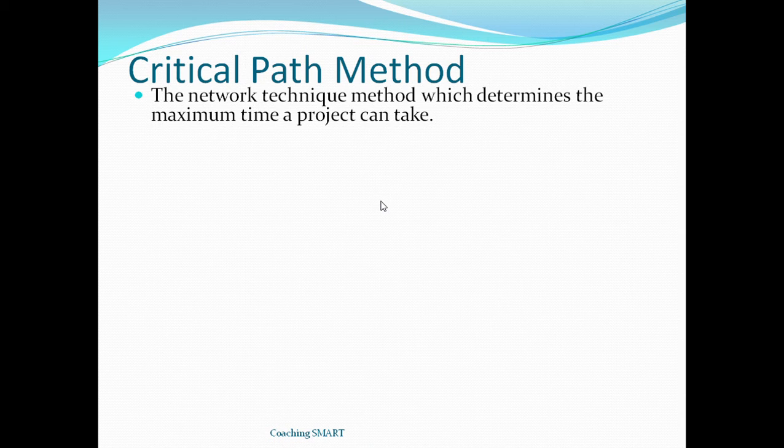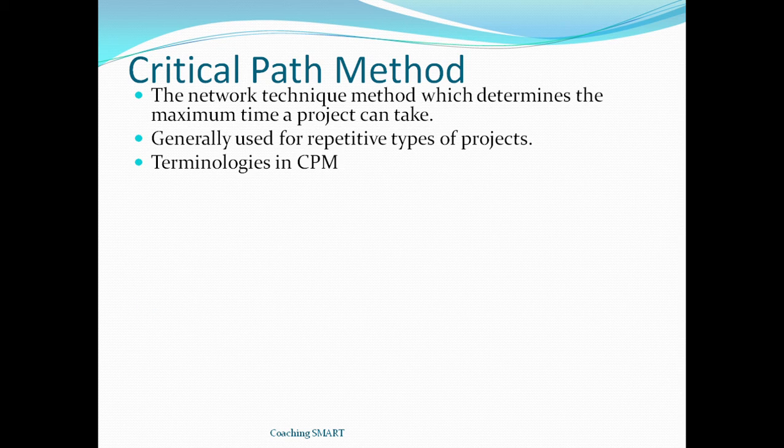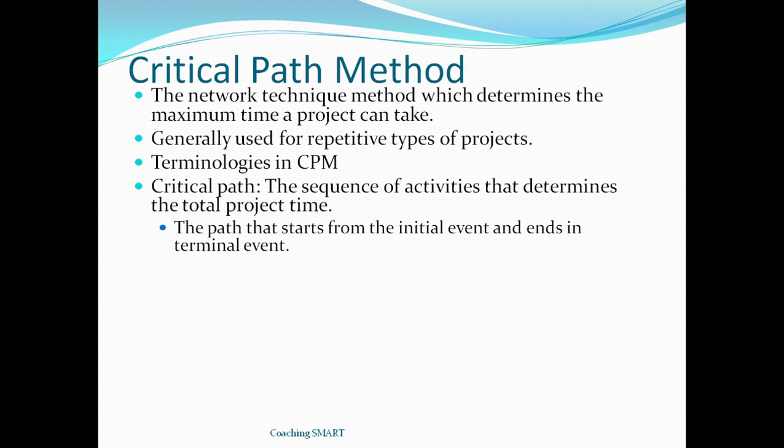Critical path method, the network technique method which determines the maximum time a project can take. Generally used for repetitive type of project. So critical path method is normally used for projects which are of repetitive nature. Terminologies used in critical path method: Number one, critical path. The sequence of activities that determines the total project time. So the sequence of activity that determines the total project time is what we call critical path. The path that must be followed to accomplish the project. The path that starts from the initial event and ends in the terminal event.